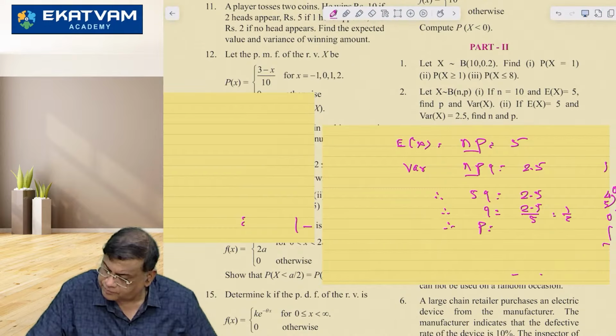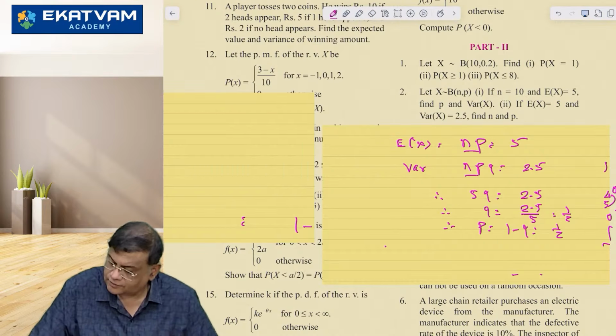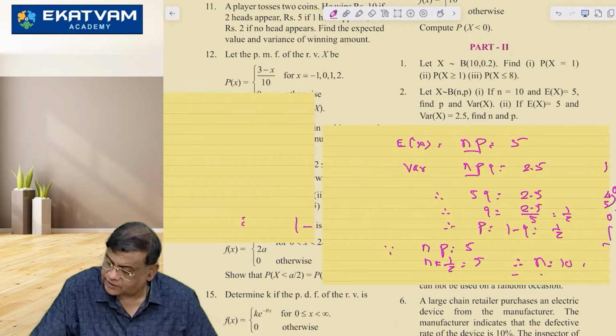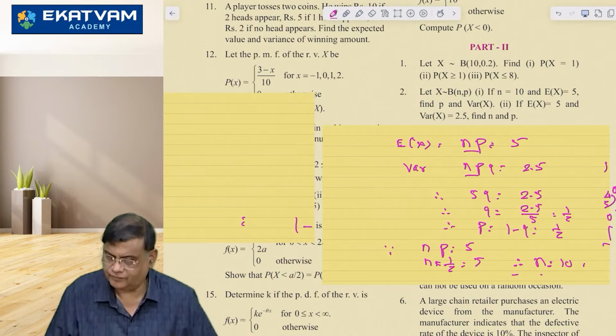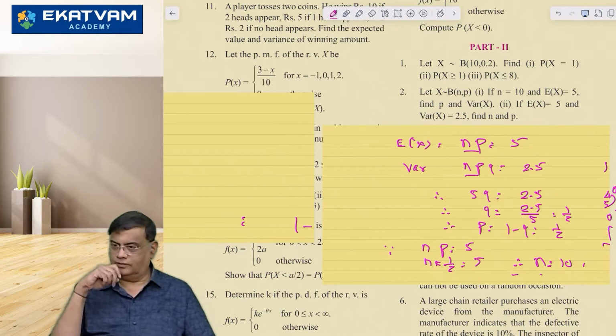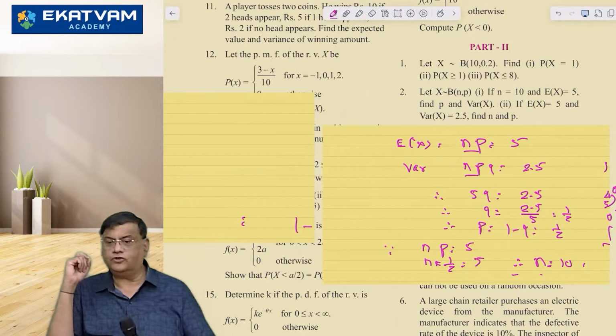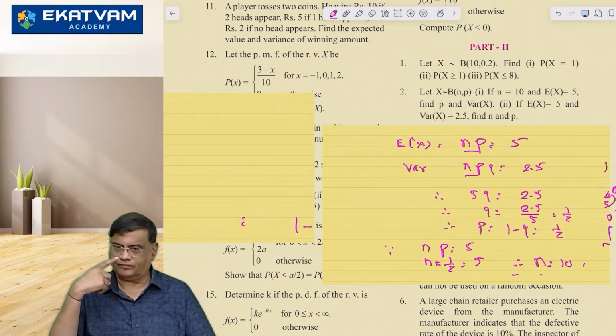And therefore p is 1 minus q, which is also half. Now since n into p is 5, therefore n into half is 5. Therefore n is 10. Done. कुछ तो देंगे, कुछ तो पूछेंगे.